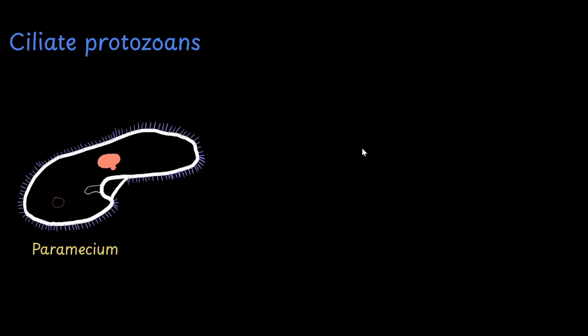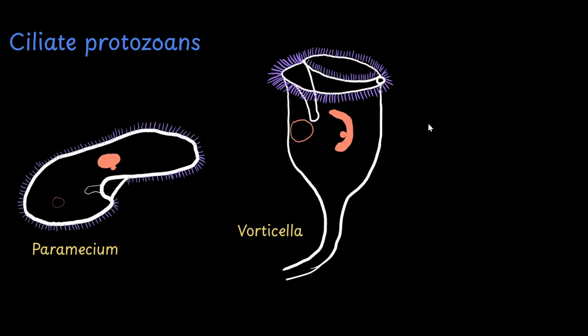Primitive ciliates like Paramecium have cilia on the entire body, whereas in advanced ciliates like Vorticella, it is restricted to the peristomial region. So this is the mouth region through which the food enters into the organism.